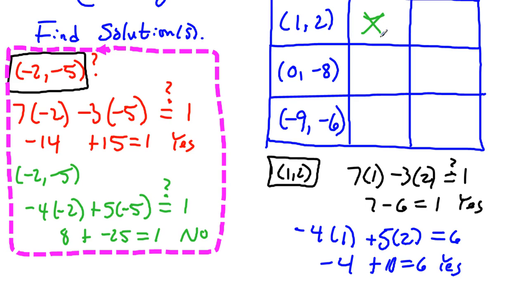Okay, and just to save us some time for the rest of them, if you go back and check 0, -8, that would have been a no. If you check -9, -6, that one was also a no. Because the rest of the way out, it's just plug in the numbers and work it out. It's the same thing, just over and over.